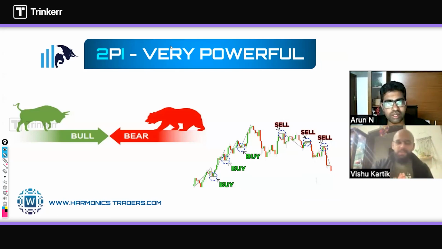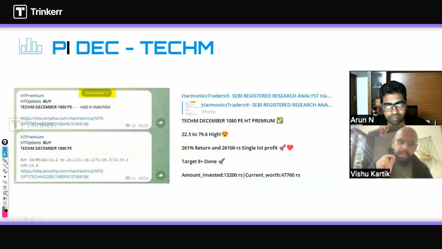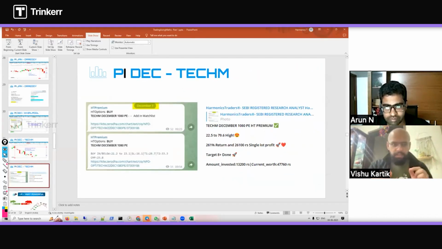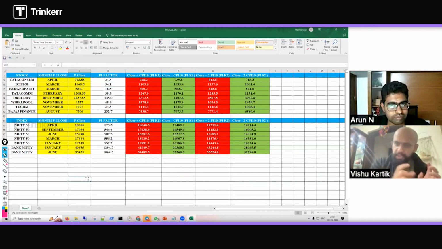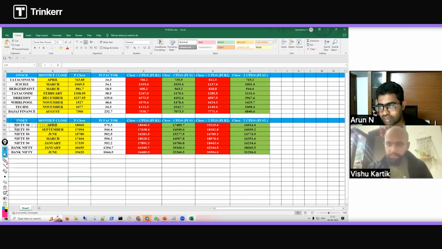Sure. Basically we take pi because that's a very significant number in the universe, so we have applied that to trading as well. What we do is take the closing price of any stock or index of a month and divide it by 10 pi, that is 10 into 3.14, which is equal to 31.4.